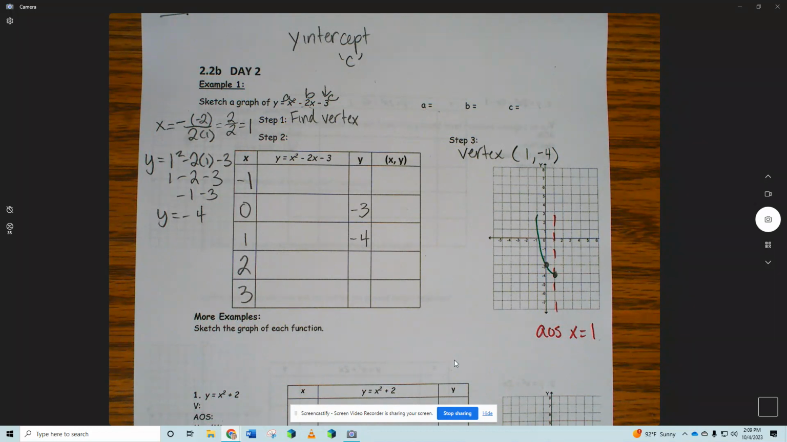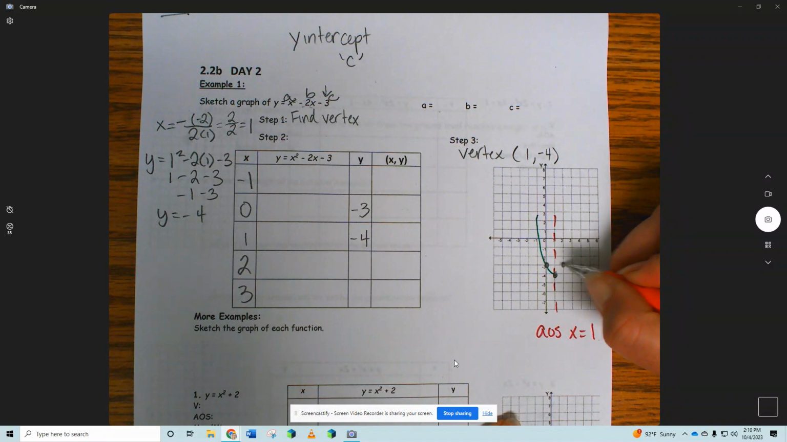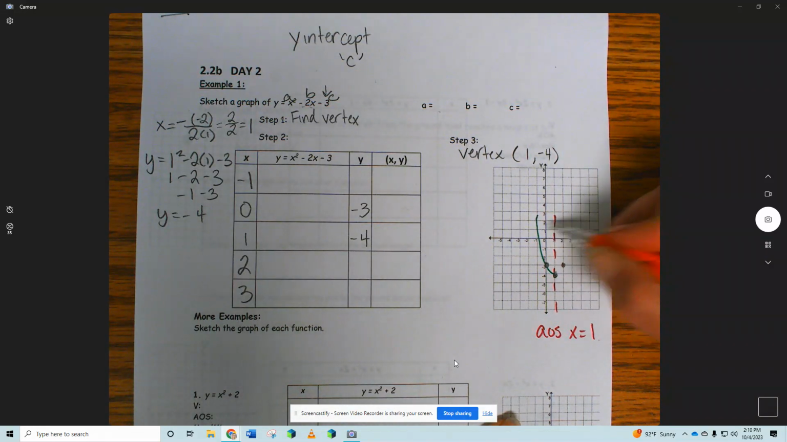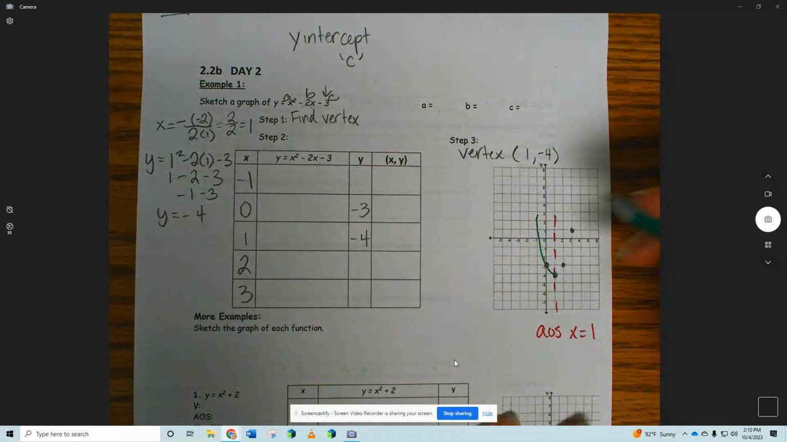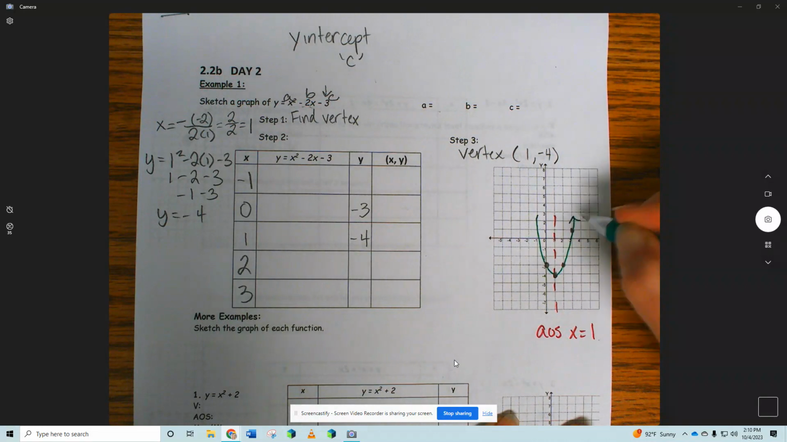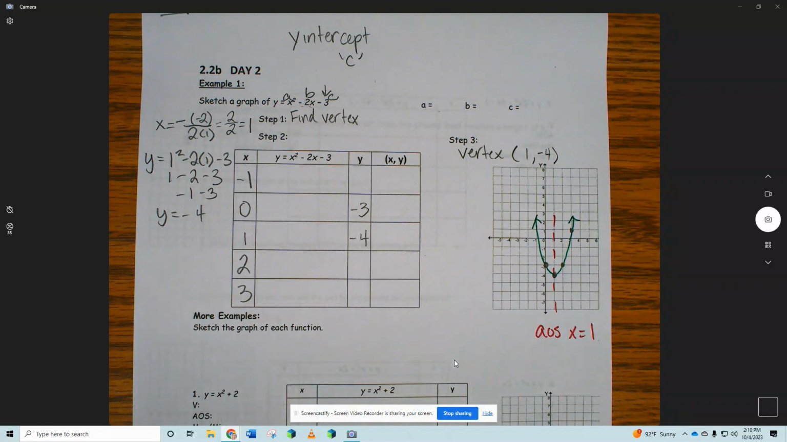Go 1 spot away in the other direction. This point looks like it's 2 away, so go 2 in the other direction. You don't have to plot every single point. You just need to be aware that a parabola is symmetrical. Whatever's on one side, here is the mirror image. 1 away, 1 away, 2 away. And I finished my parabola. Be smart about this. So that's quick, right? Done with that.